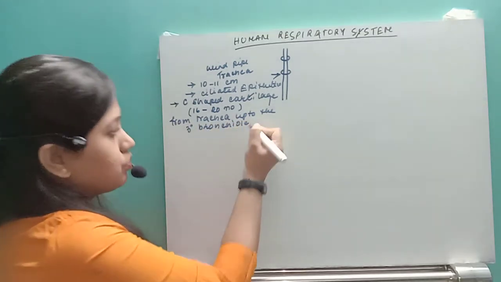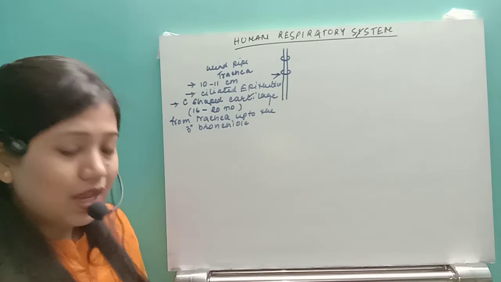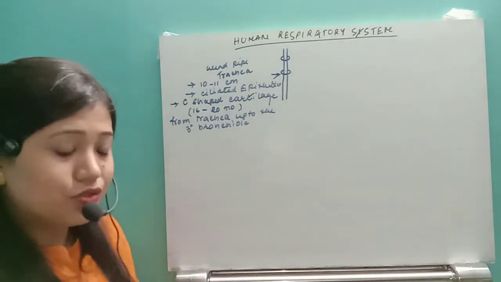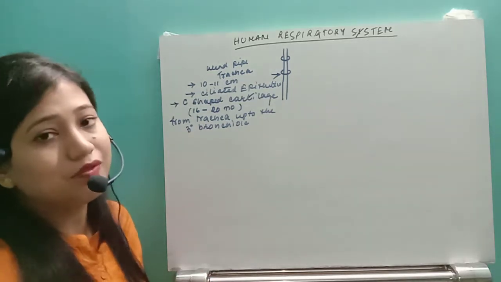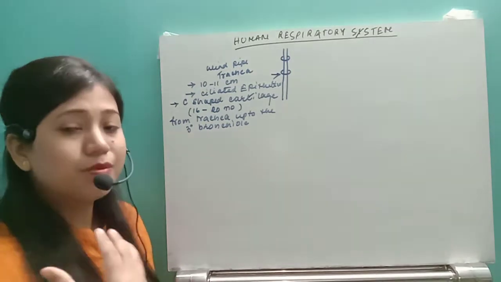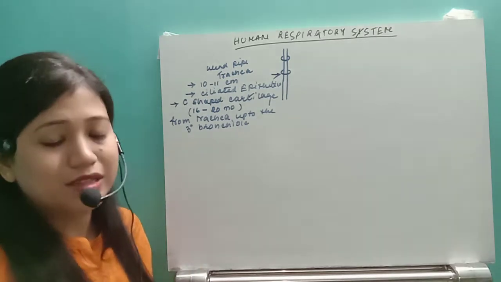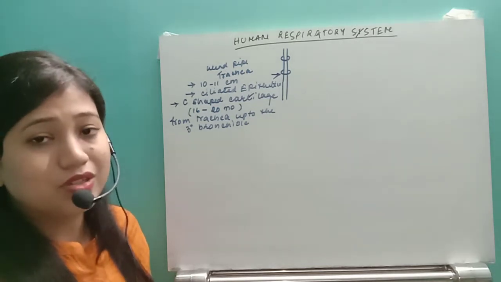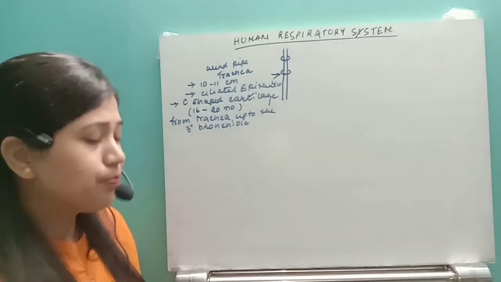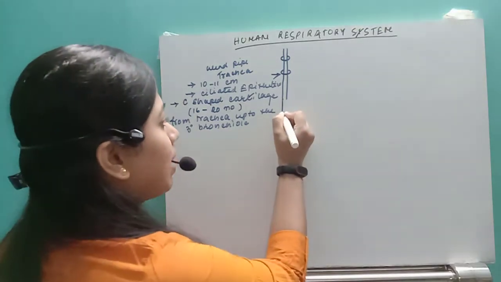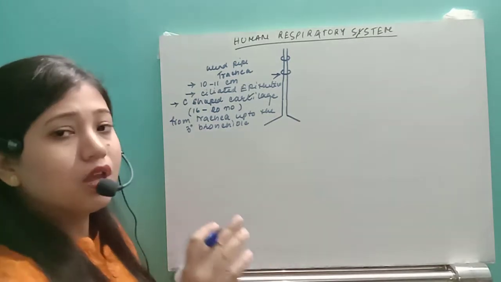So you just see this trachea, which is around 10 to 11 centimeter long. After that it will get branched in the region of the fifth thoracic vertebrae. Remember that in the vertebral column we have regions: cervical, thoracic, lumbar, sacral and coccyx. That part we will discuss in a different chapter, locomotion and movement, where we will discuss all the 206 bones. Right now I will not tell you. So just remember that the trachea bifurcates in the region of the fifth thoracic vertebrae and forms two branches.